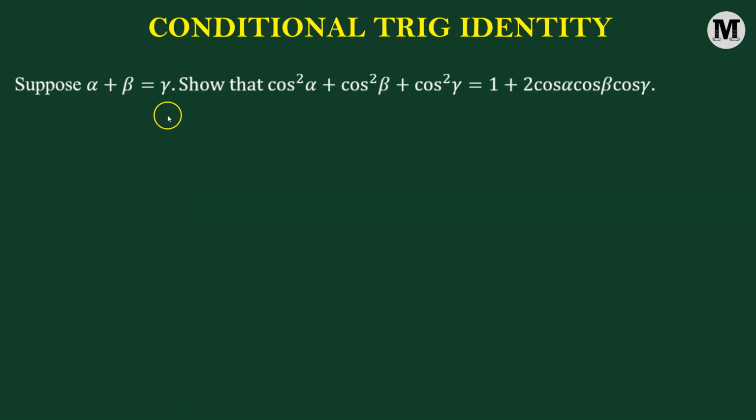Suppose alpha plus beta equals gamma. We need to show that the following conditional trig identity holds. Okay, let us begin our proof. So we'll start from the left hand side.